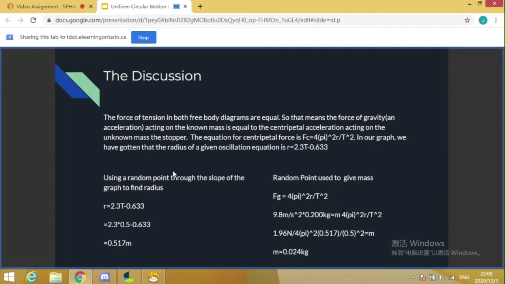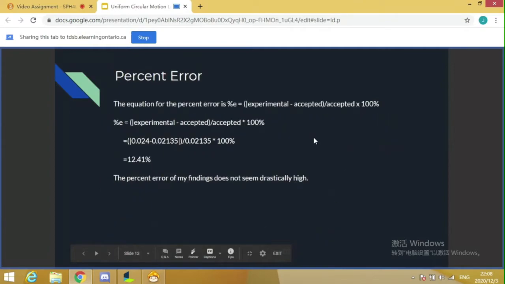So, using a random point on the slope of the graph to find the radius, I've chosen a random period of oscillation of 0.5 seconds. That gives me a radius of 0.517 meters, and I have to solve for what the mass would be. You get that the mass is 24 grams or 0.024 kilograms. So the percent error of that compared to the actual mass was 12.41%. The percent error of my findings is not high.